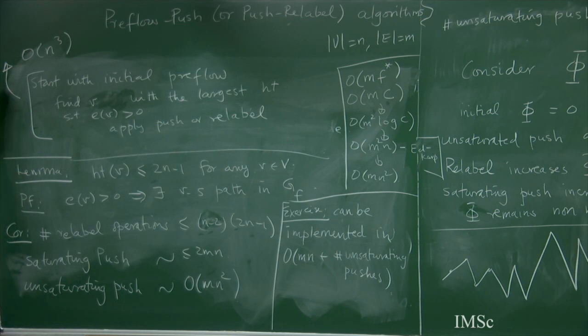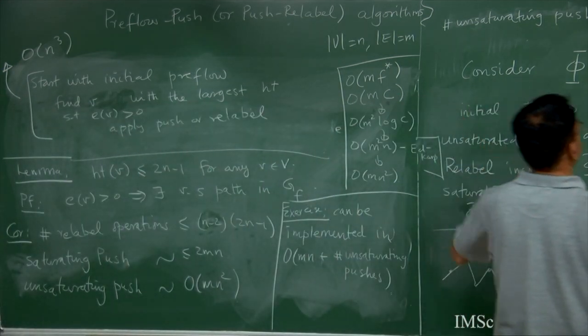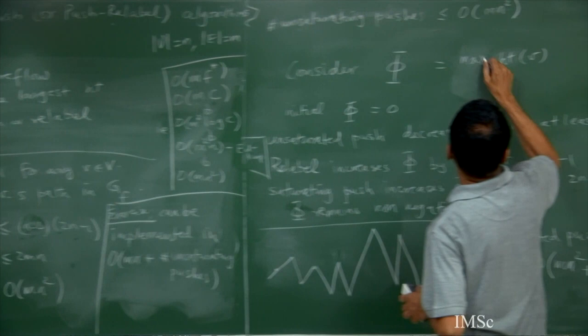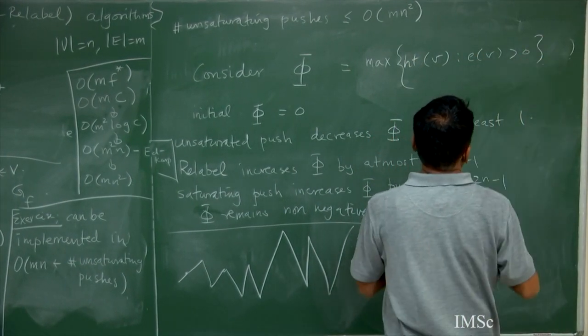Let's see a quick argument of why this is. So, is the algorithm clear? Again, we start with the initial preflow as we did, and among all vertices with positive excess, you find a vertex with the largest height and apply push or relabel, whatever applies. And the argument is again very similar, a kind of potential argument. Instead of this, we will say, let's look at this potential.